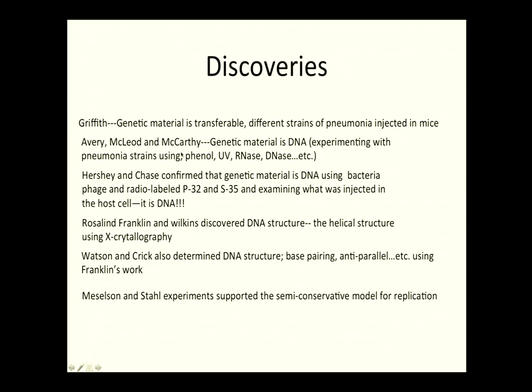These guys determined that the genetic material is DNA, and they did that with phenol, UV, RNase and DNase, and seeing which strain is still infectious, or whether the mice would die or survive, right? And as you guys know, phenol disrupts protein structure, UV disrupts DNA, and RNase disrupts RNA, right?